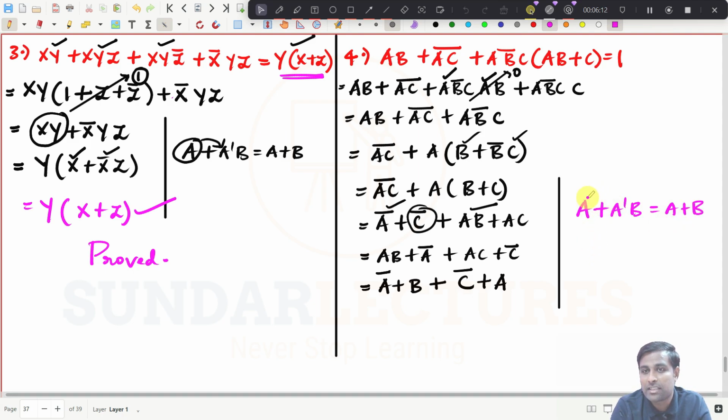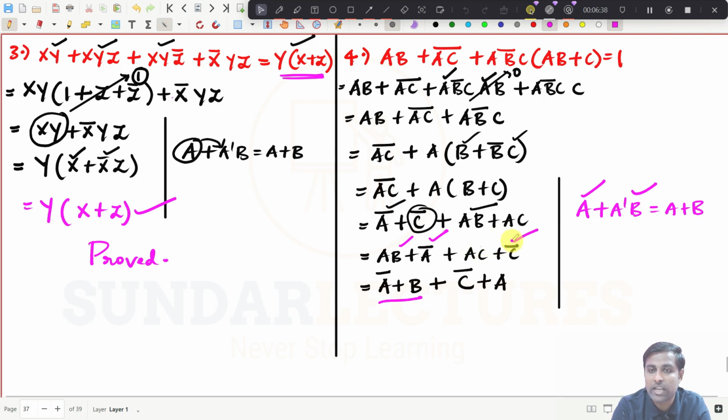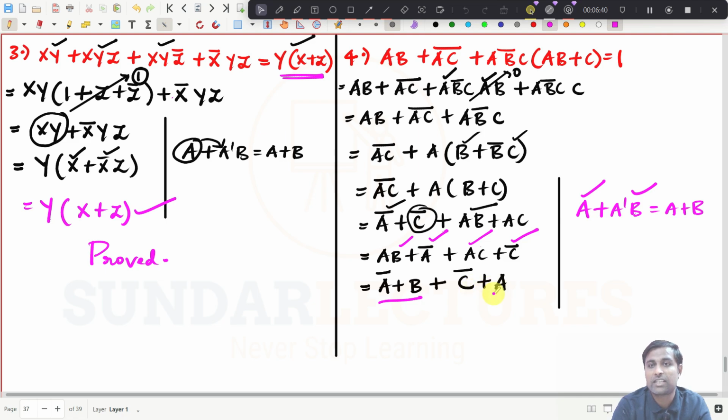See here, this is a complementary function, complementary variable. This variable is complemented here. If it is so multiplied with some other variable, you take this plus this. That's all. See here, this one complemented here. So you take this plus this. That is what I have done here. And then you see here, this term is complemented here, multiplied with some other term. So you take this plus this. That is what I have done here. See, try to understand. This concept is very important.